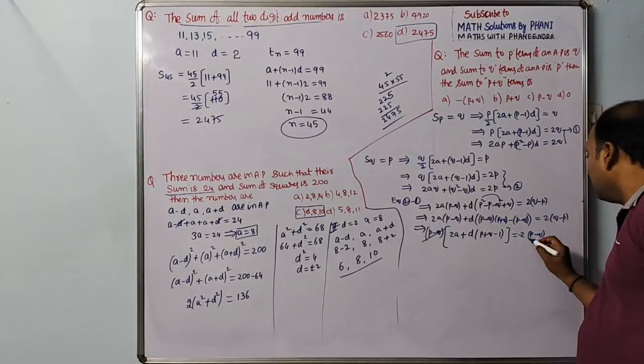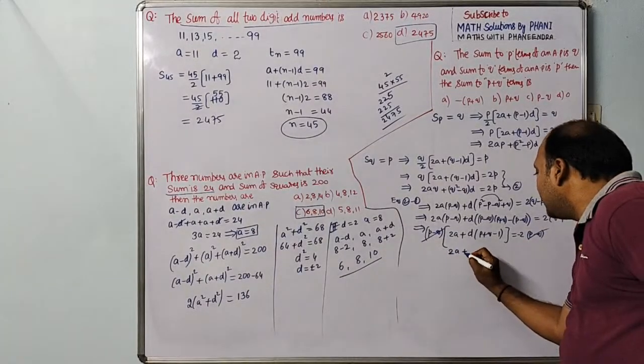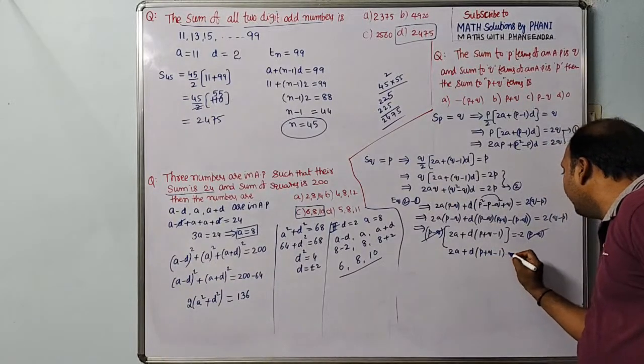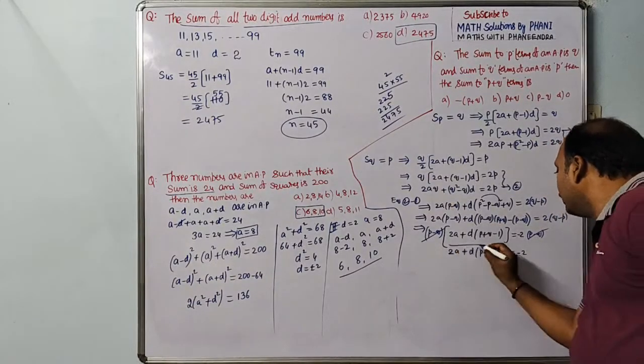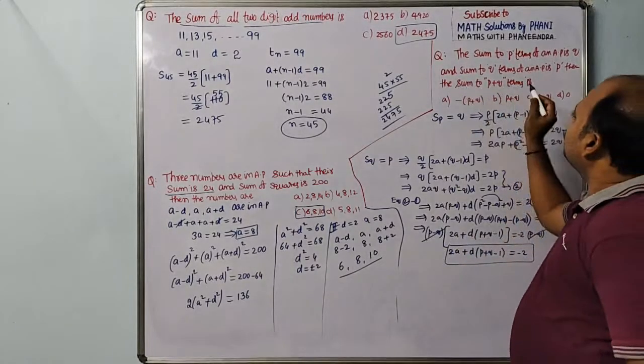Here P minus Q and P minus Q get cancelled. So remaining is (2A plus D) into (P plus Q minus 1) is equal to minus 2. So we got this result. After that, what they are asking: sum to P plus Q terms.